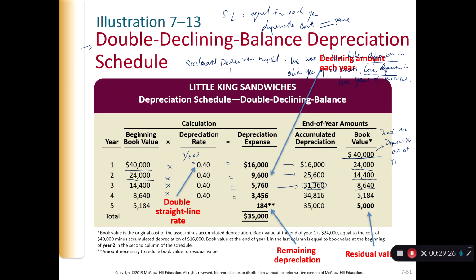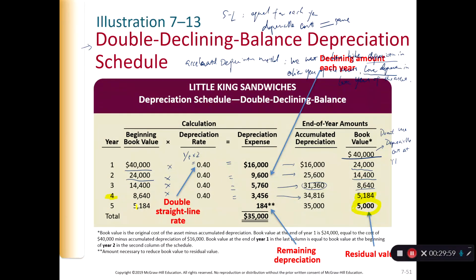The fourth year, same thing, you use the book value, which equals 8,640, multiplied by 0.4, and you get 3,456. Adding the previous year's accumulated depreciation, this year's accumulated depreciation is 34,816. And now your ending book value in year 4 is 5,184. Remember, your salvage value should still stay at 5,000.